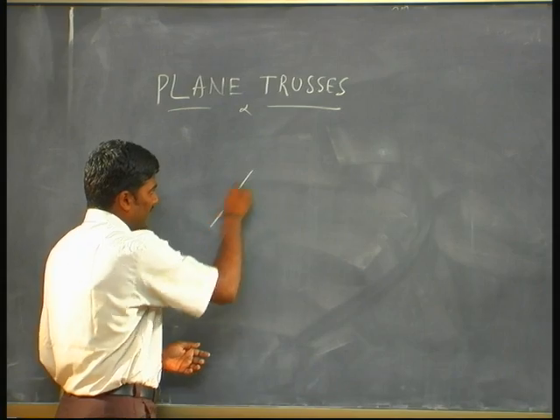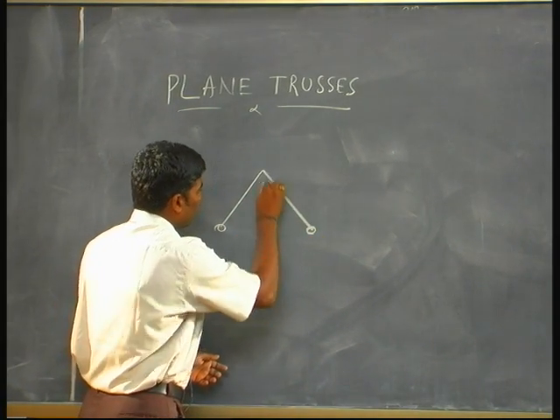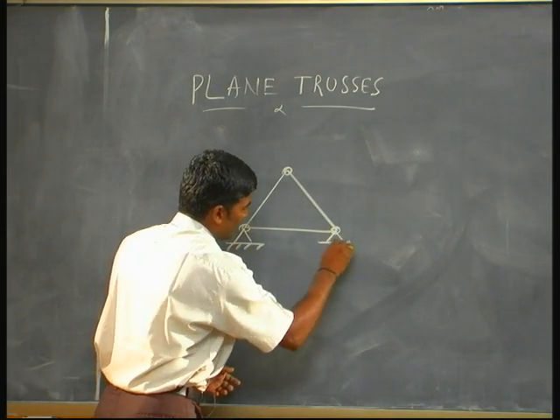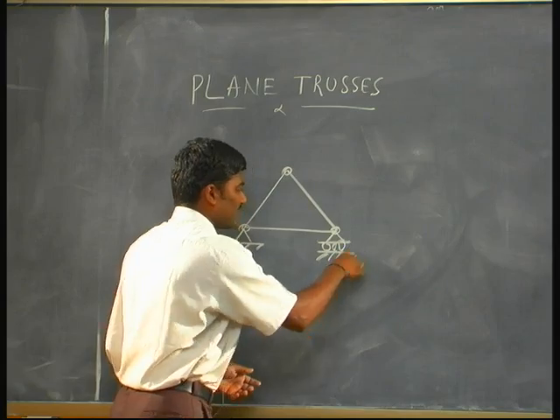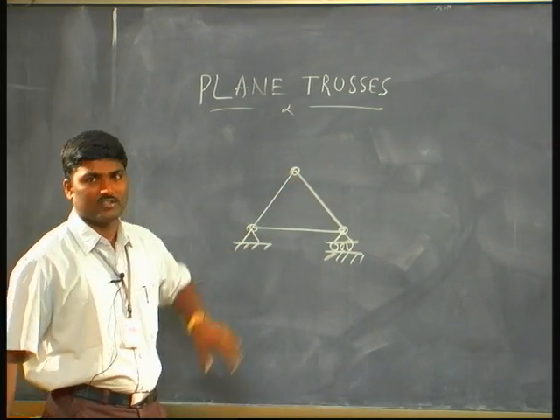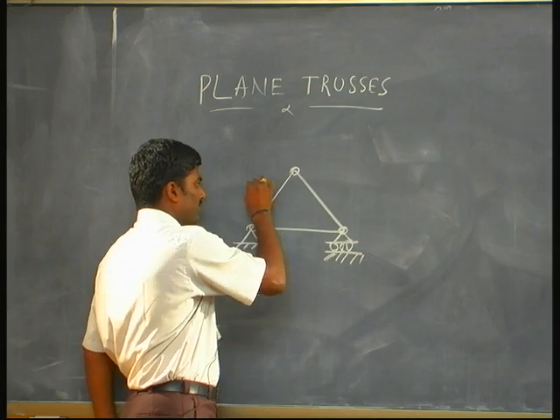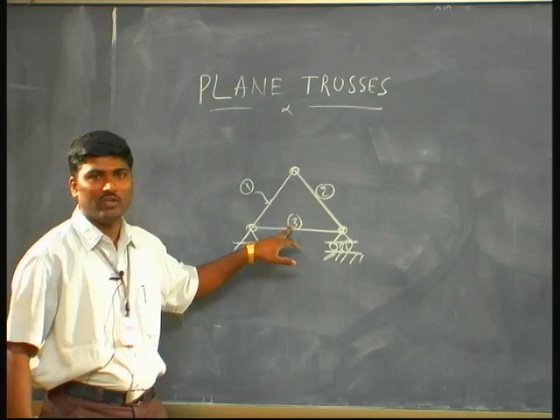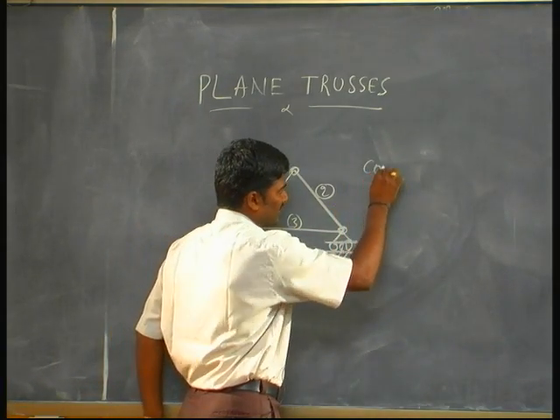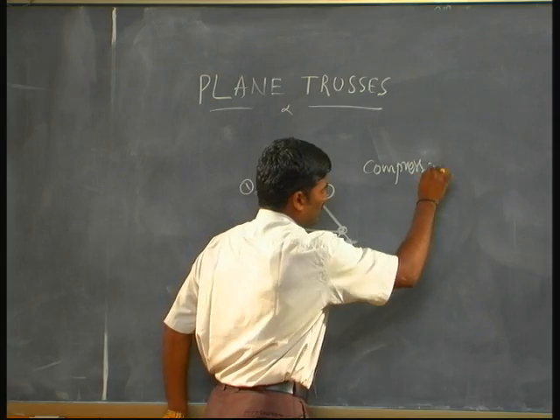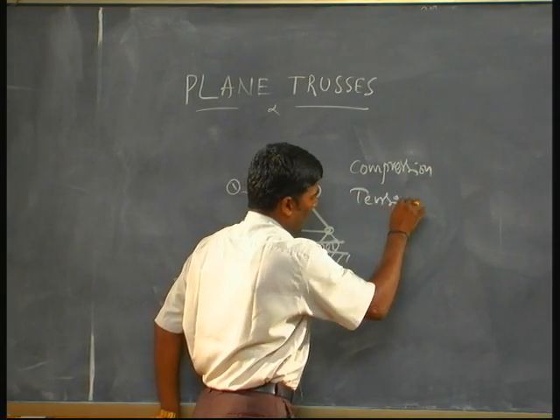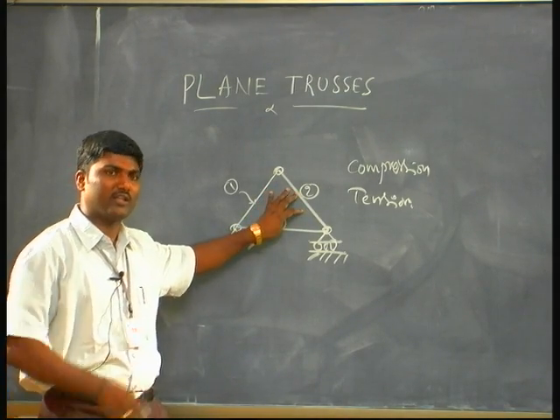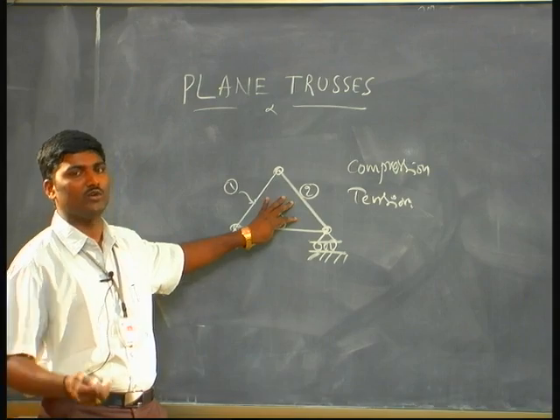Say if I take the truss members, I join 3 members, I get a truss, provided with 2 support conditions which are generalized. Okay, so this is a truss. These members, say member 1, member 2, member 3, will have only either compression or tension. So this is the best option, another reason why we go for trusses.